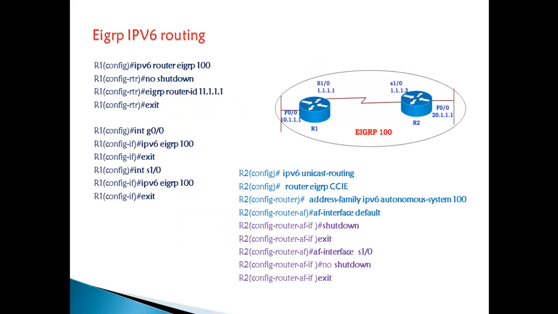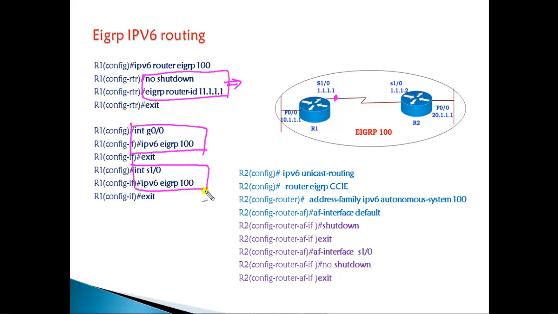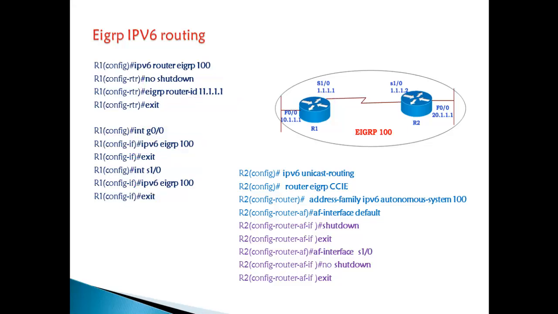Now when you compare with IPv6 configurations, in the classic mode, we need to define no shutdown and the EIGRP router ID with these commands. And then to advertise the interfaces, we need to enable the protocol under the interface. We need to go to each and every interface to enable IPv6 EIGRP.